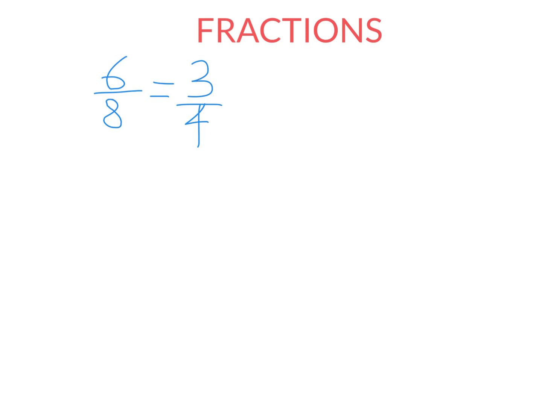So we can multiply or divide the top and bottom of a fraction without changing its value. So the rule is, what you do to the top, you must do to the bottom. So we can divide 6 by 2 to get 3, as long as we divide 8 by 2 to get 4. So equivalent fractions can help us compare fractions.